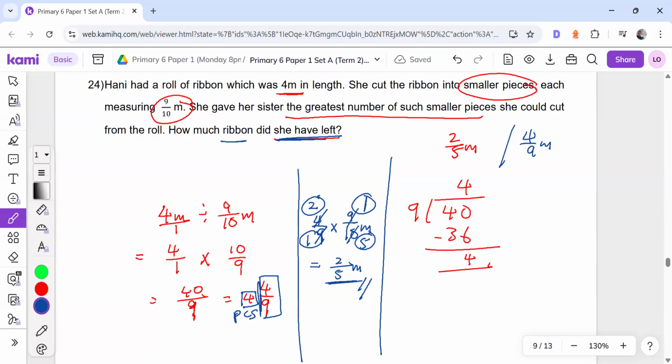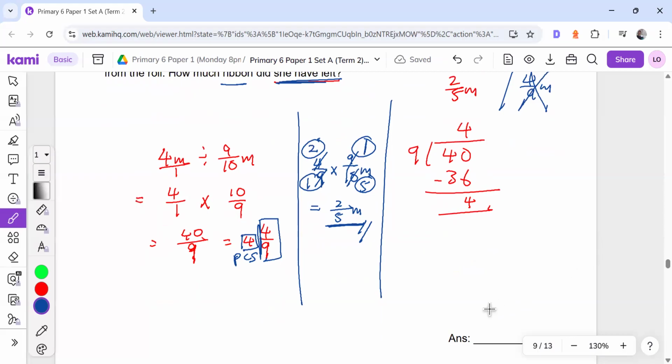So this leftover cannot cut another piece. Too short. So you can only cut at the most 4 pieces. So that's why she gave her sister the greatest number, which is 4 pieces. Okay, Jiale, did I answer your question? Okay, clear. Billy, do you understand? All right, so don't make any more mistakes for this question, especially how to get the remainder. Okay, let's go to question 25. So the answer is 2 over 5 meter.